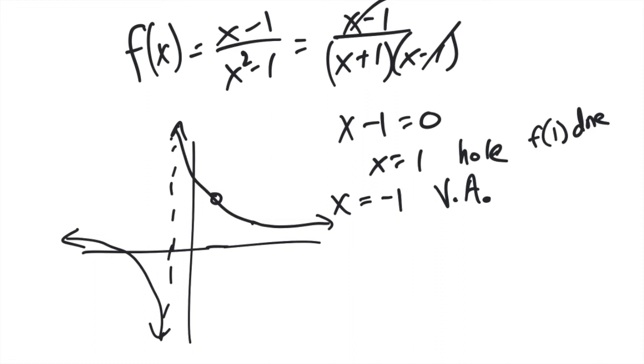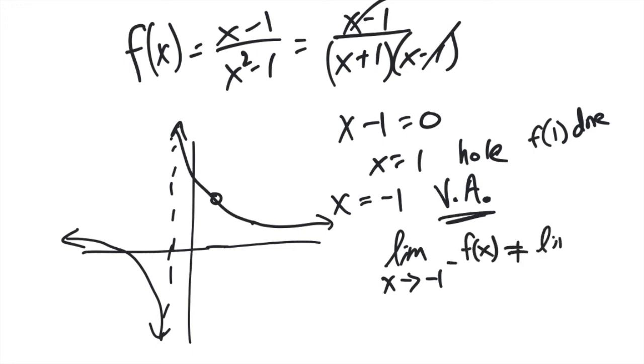So for x equals negative 1, there's a vertical asymptote there. The part of the definition that breaks down is that the limit as x goes to negative 1 from the left of f of x is not equal to the limit as x goes to negative 1 from the right of f of x. So there's not a hole, but the left and the right-hand limits are not equal. Okay.